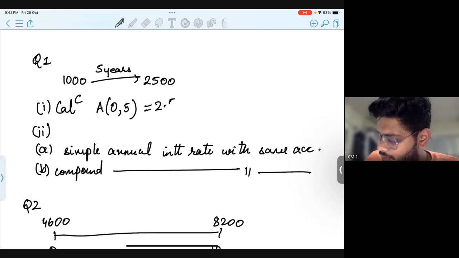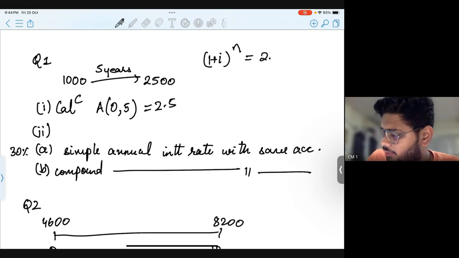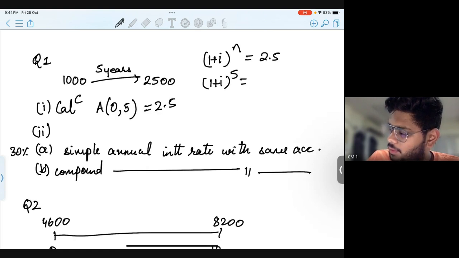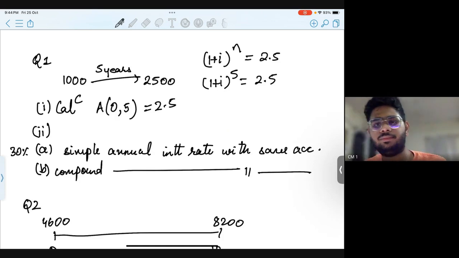This is equal to 2.5. This is equal to 30%. And the third answer is, so 1 plus I whole power n is equal to 2.5. So 1 plus I whole power 5 is equal to 2.5. Now, is everybody familiar with log? Khushi and Rashi, is everybody familiar with log? All right.